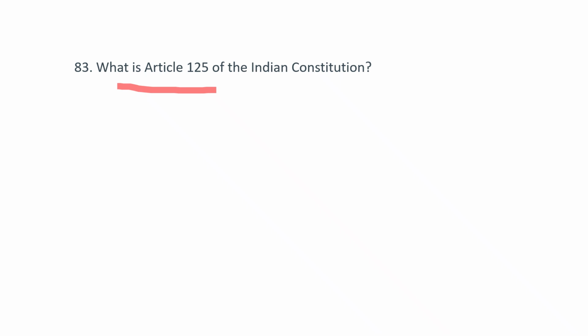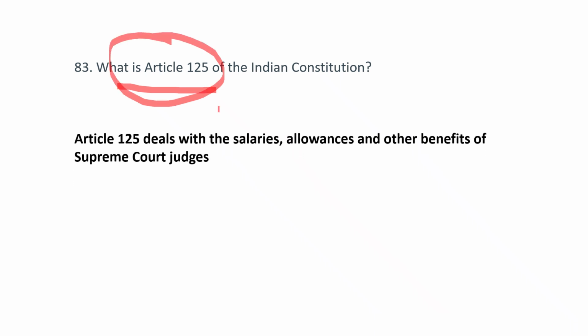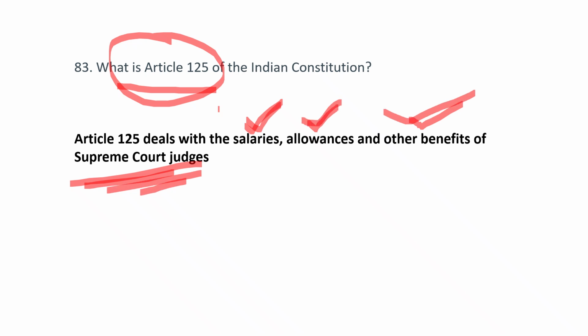What is Article 125 of the Indian Constitution? The answer is Article 125 deals with the salaries, allowances and other benefits of the Supreme Court judges. Okay, the salaries, allowances and other benefits of the Supreme Court judges are dealt with by Article 125 of the Indian Constitution. Next question.